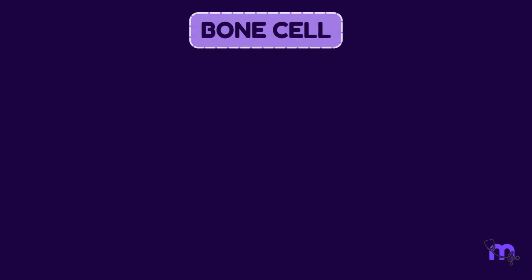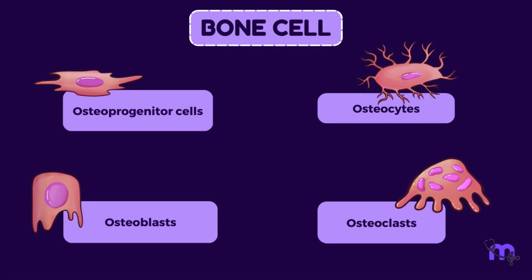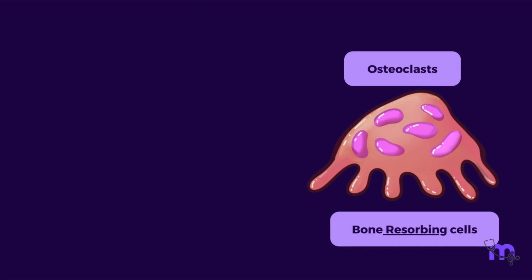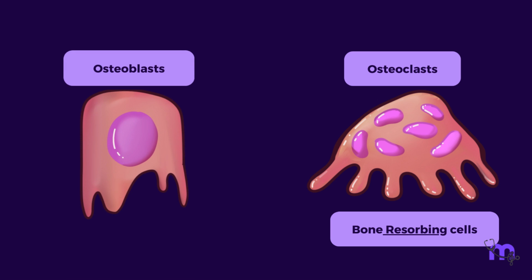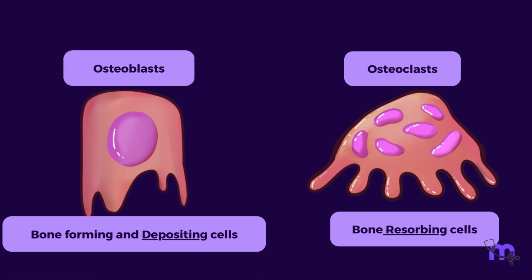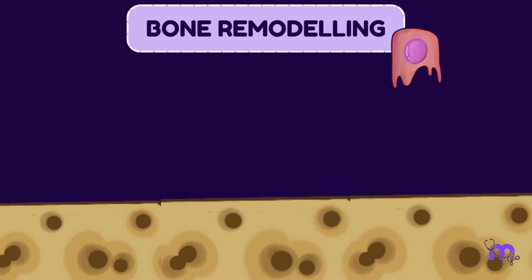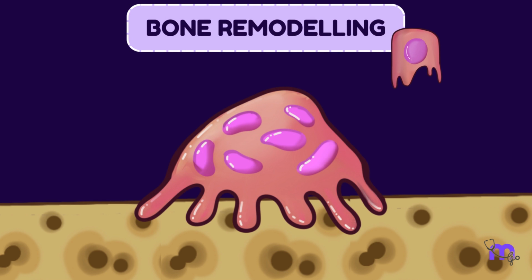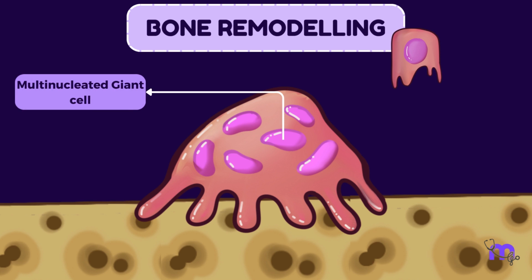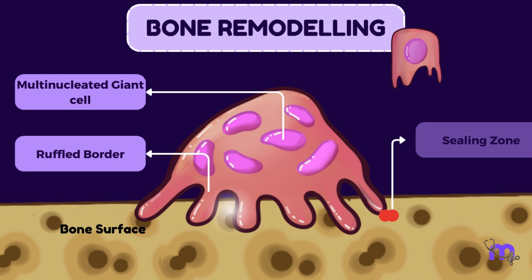The bone consists of several cells which perform various functions of their own. The cells that are primarily responsible for residual alveolar ridge resorption are osteoclasts or the bone resorbing cells and osteoblasts or the bone-forming and depositing cells. Now let's understand how these two cells work together in bone remodeling. Osteoclasts, which are multinucleated giant cells, attach themselves to the bone surface. They have multiple folds in their plasma membrane that form the ruffled border at the sealing zone.